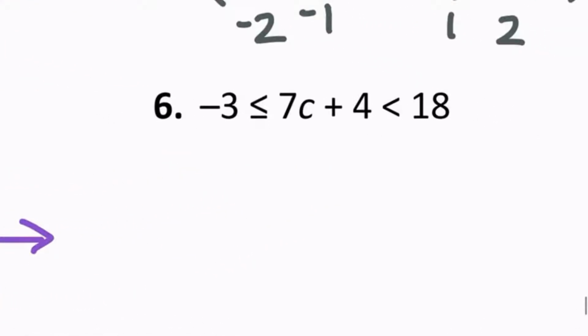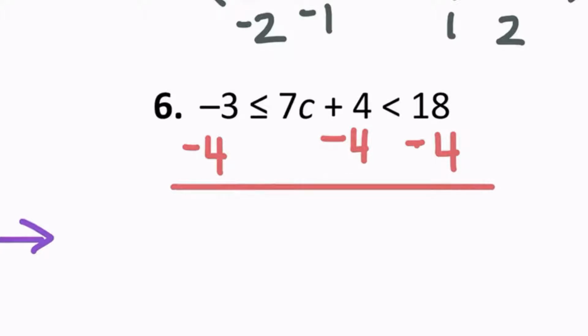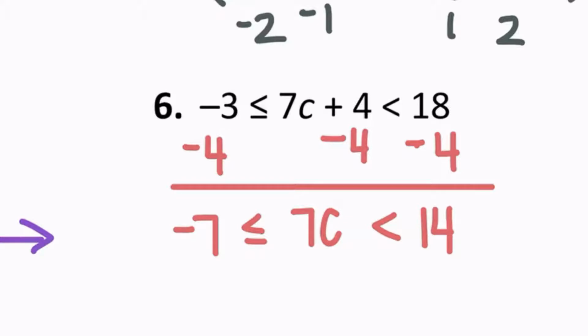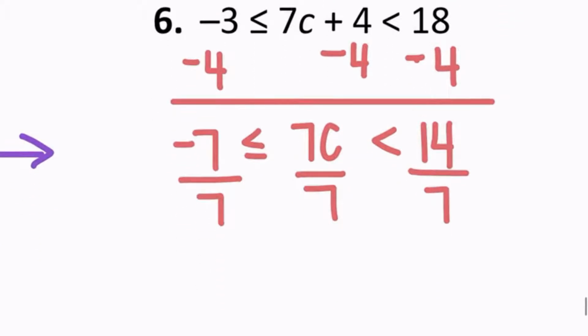Okay, again, this would be a good one to pause. So first thing I'm going to do is subtract 4 from all 3 sections. And so that gives me -3 take away 4 is -7. It's less than or equal to 7c is less than 18 minus 4 is 14. Divide everything by positive 7. Again, I'm dividing by a positive, so there's no need to flip anything. So negative 1 is less than or equal to C is less than 2.